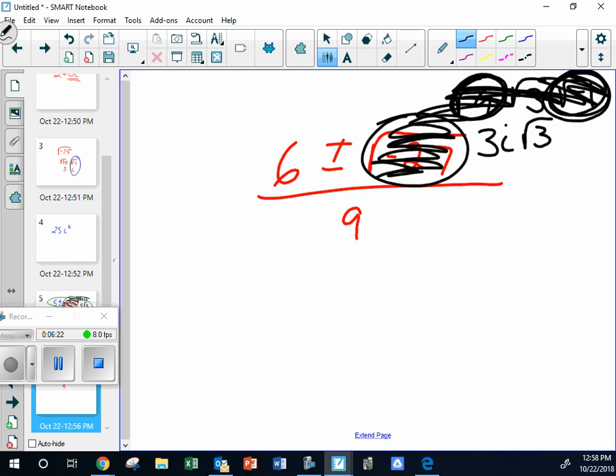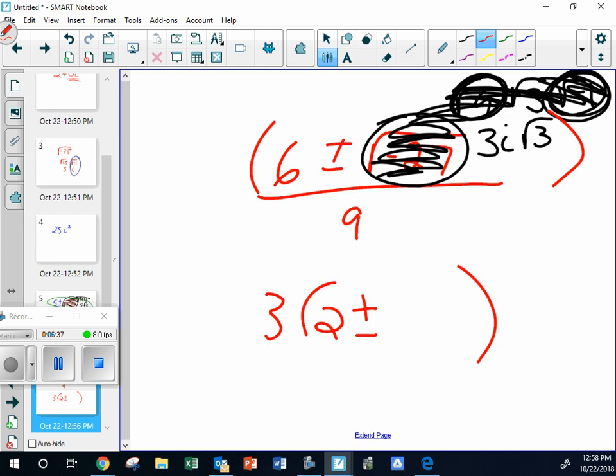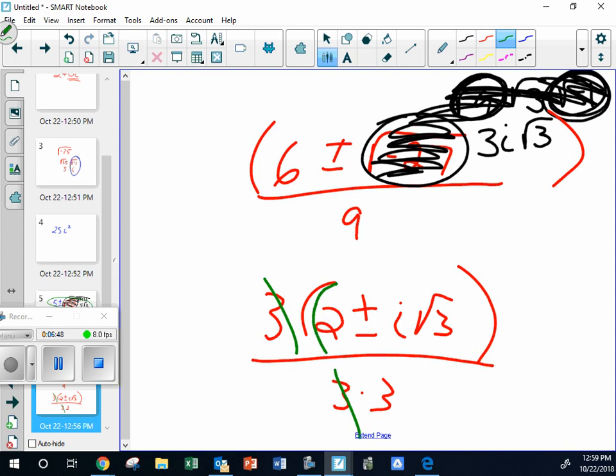And now, if you can factor it, you should. And this part right here has a 3 in both parts. And what do you have left? 2 plus minus I root 3, all over 9, which is really 3 times 3. And that makes this cancel. There's your final answer. 2 plus and minus I root 3 all over 3.